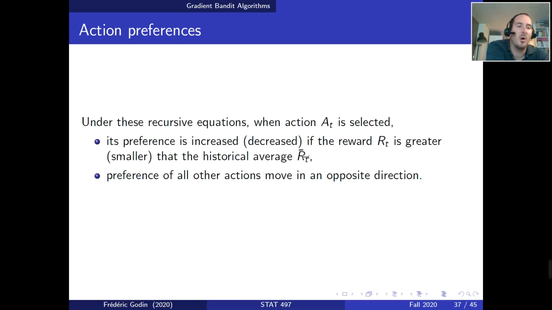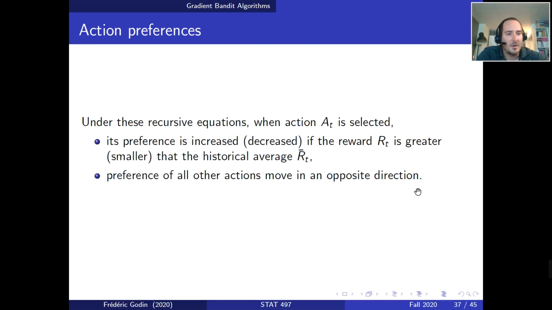Okay, so this reward is higher than the average reward you had historically, so this will increase the preference for the action which you just sampled. And then the second thing will happen: the preference for all other actions moves in the opposite direction. So if for a given action you have a reward that is higher than the average, then you will increase the preference of that action and decrease the preference of all other actions.